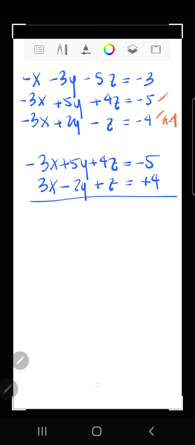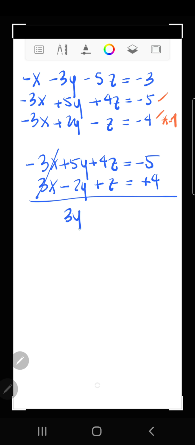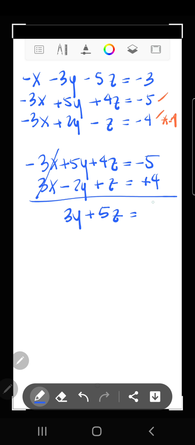Then you add up the equations, and as you can notice, you eliminate negative 3x with 3x, and you will have 3y positive plus 5z equals negative 5 plus 4 is negative 1. Then what you are going to do is to make another elimination using a different pair of equations. You can repeat one of the equations you used before, but now you will use the first equation.